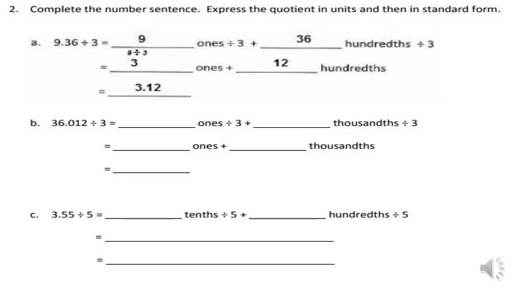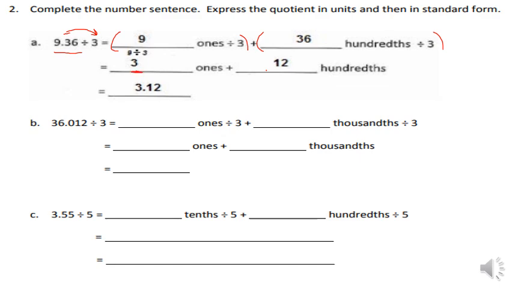This question says complete the number sentence. Express the quotient in units and then in standard form. So in A up here, you can see they have 9 3600ths divided by 3. And what they've done basically, and I'm going to put some parentheses here, is doing 9 divided by 3, and then they have the 36 hundredths divided by 3. So they're just using what's called the distributive property in order to make it easier.